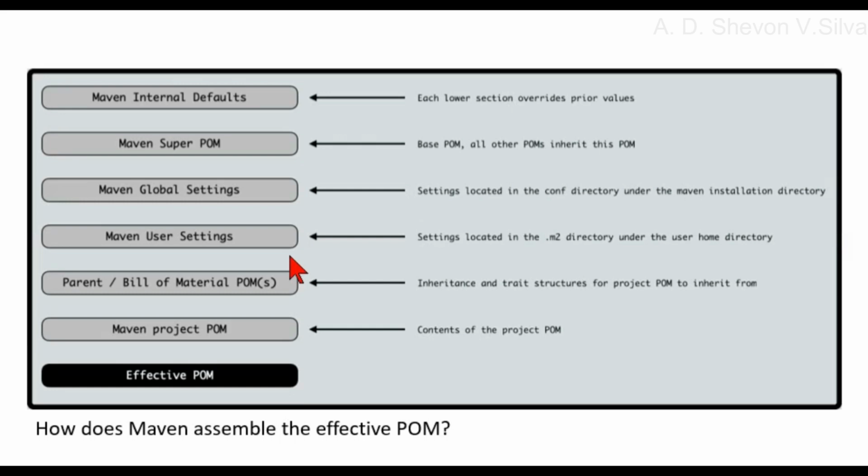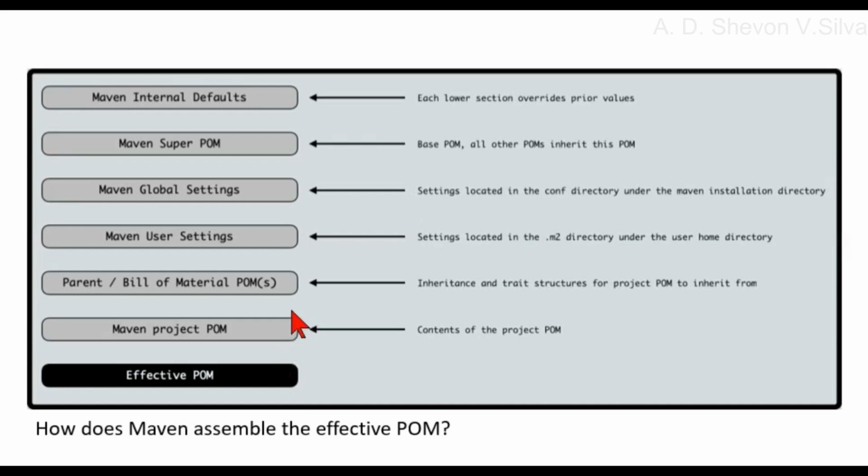Locations: Unix or Mac OS, user.home/.m2/settings.xml. In Windows, user.home\.m2\settings.xml. Parent or bill of materials POMs. Maven has an inheritance and version trait model. Maven can inherit content from a parent and version traits from a bill of materials POM. Typically, parent POMs contain reusable dependencies, plugins, and properties used by a project POM.